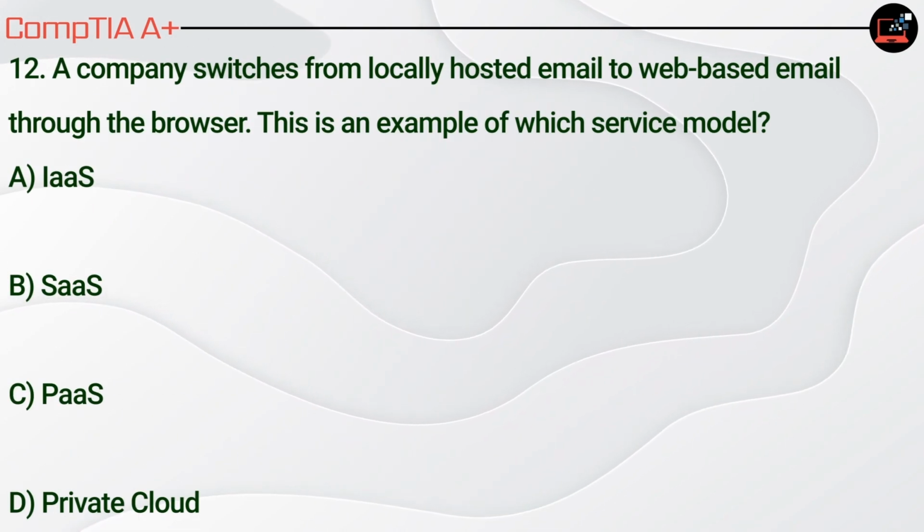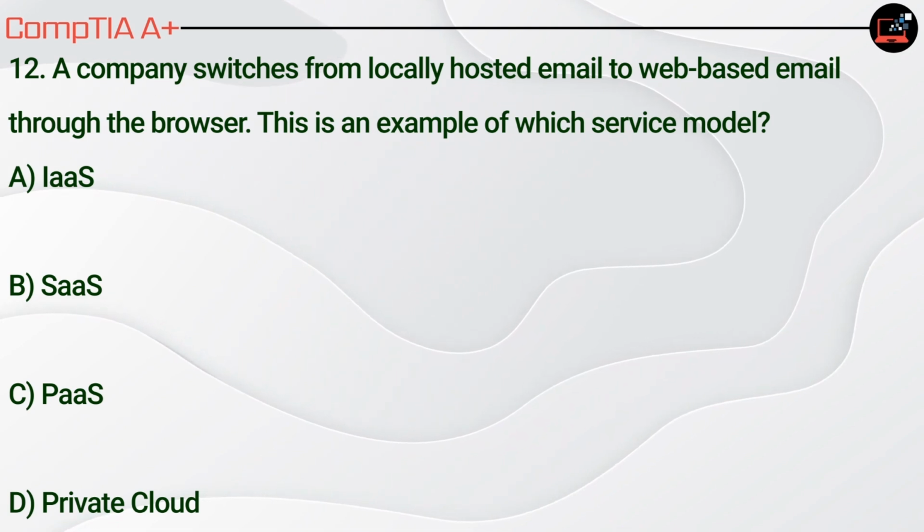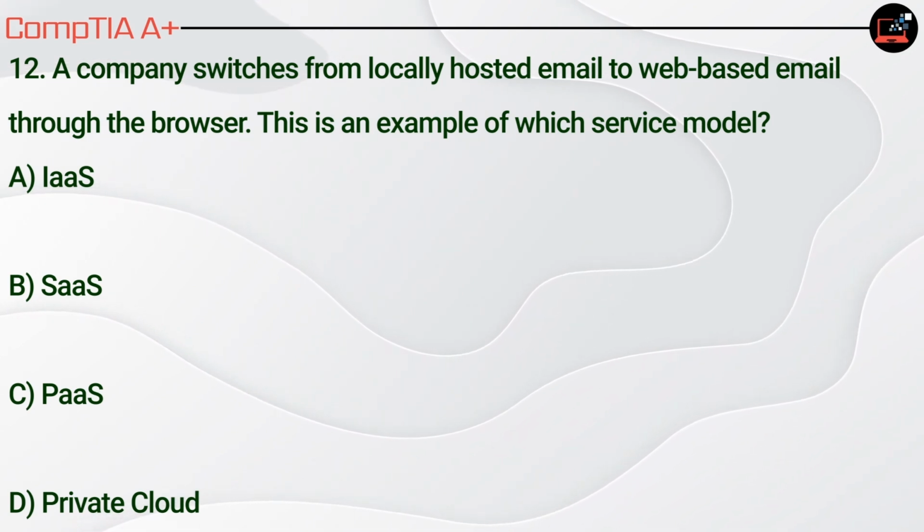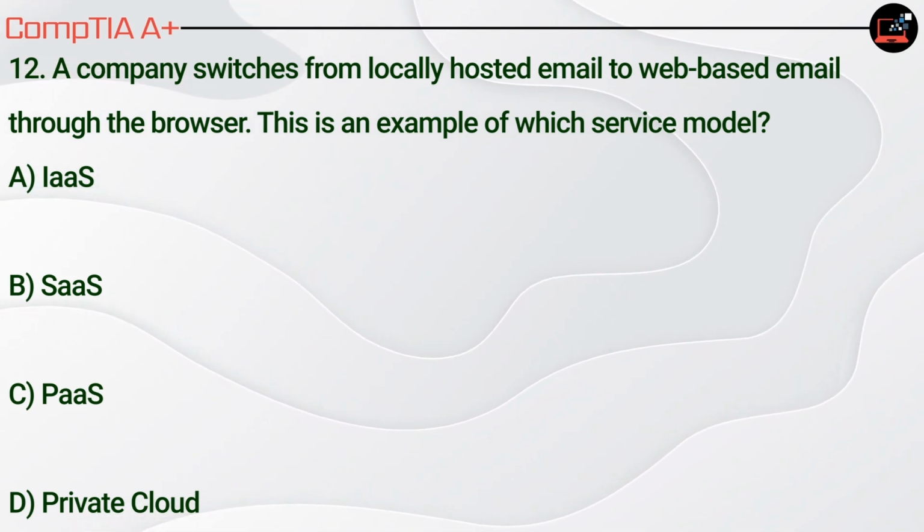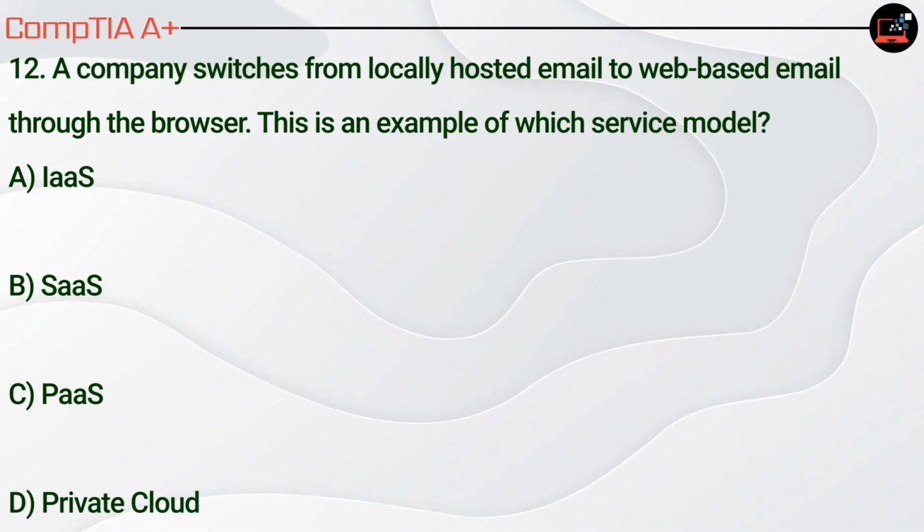(12) A company switches from locally hosted email to web-based email through the browser. This is an example of which service model? A. IaaS, B. SaaS, C. PaaS, D. Private cloud.